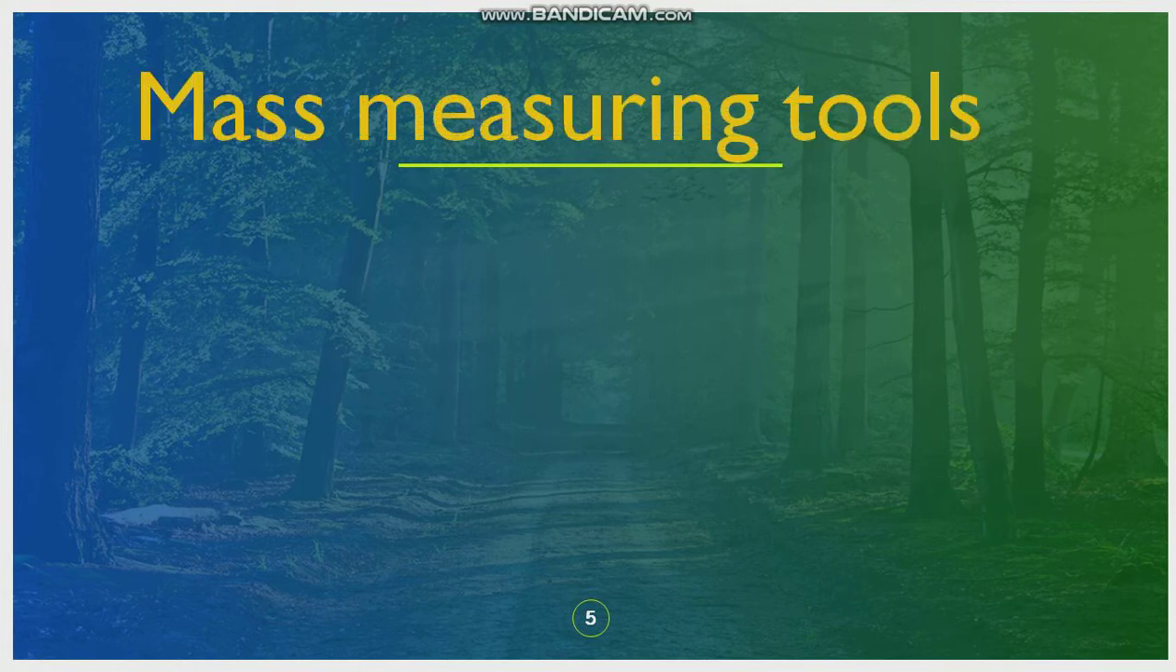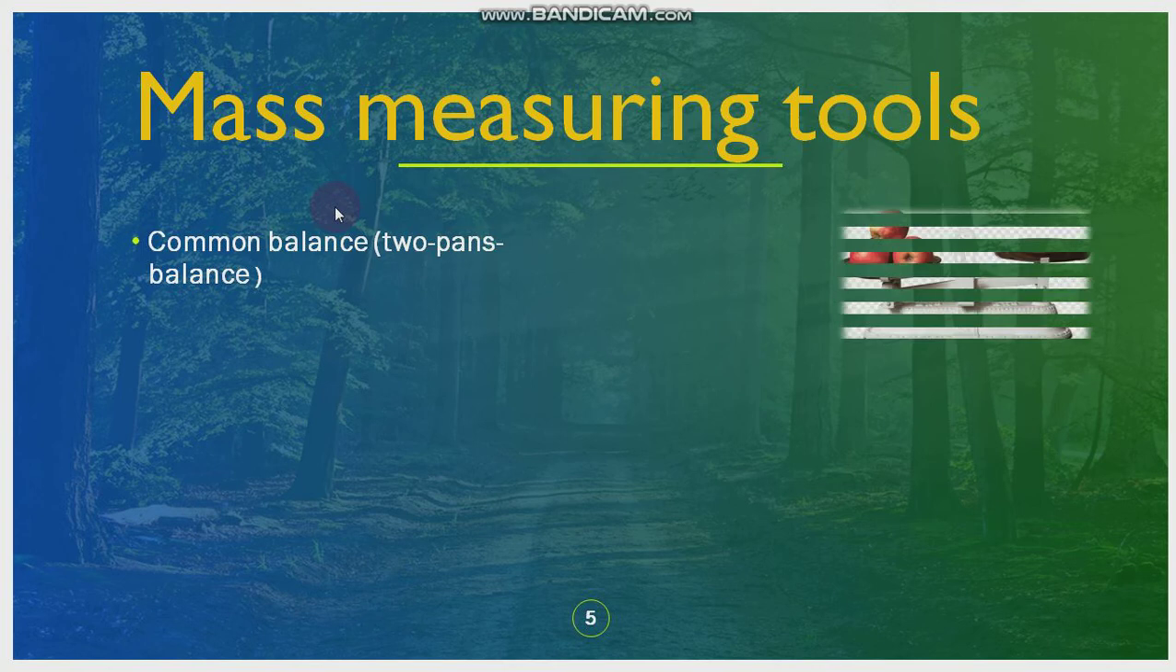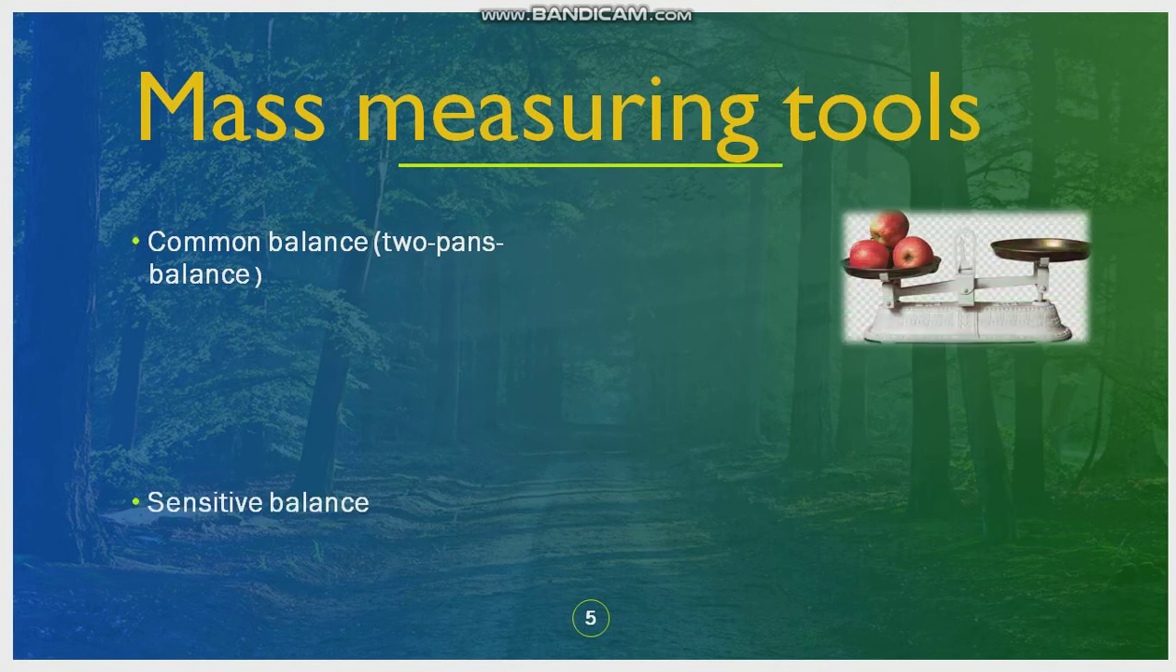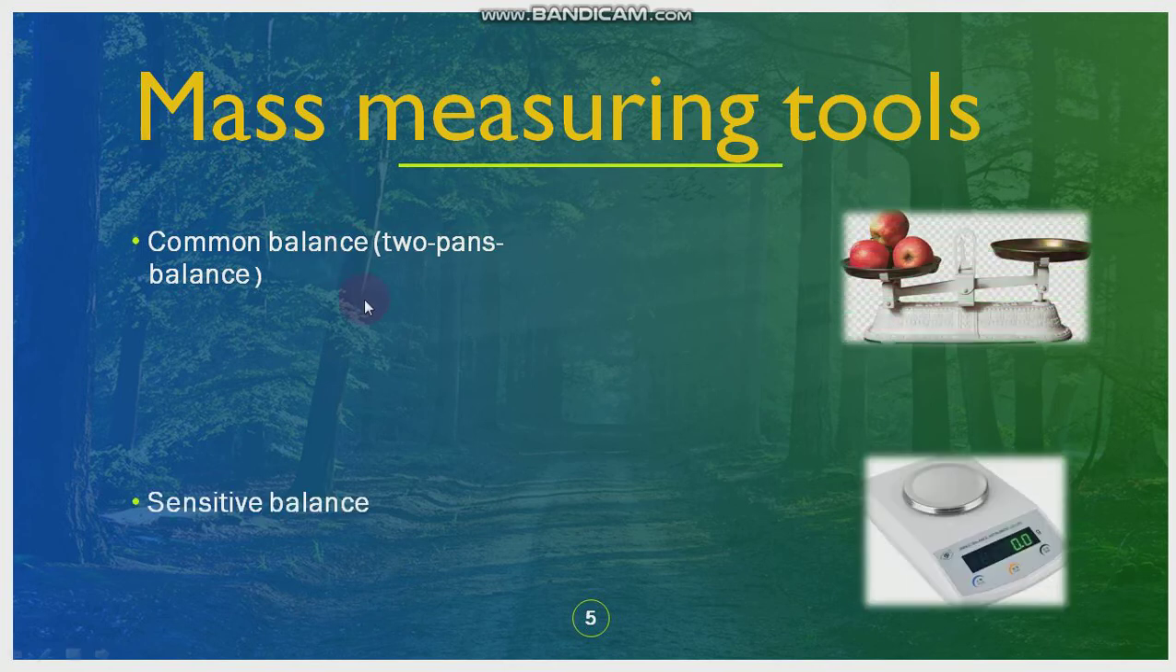As we know, there are tools for measuring the mass. Like what? The tools that measure mass. Yes, excellent. Common balance and sensitive balance. Common balance is also called two pans balance.